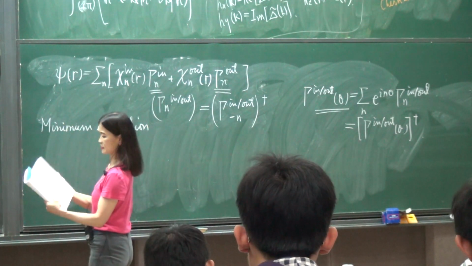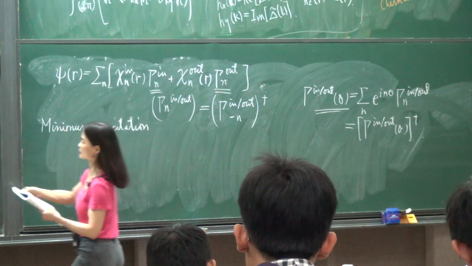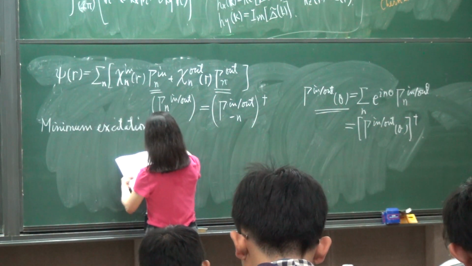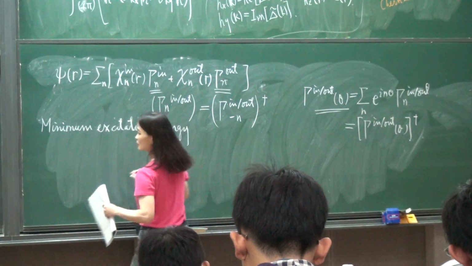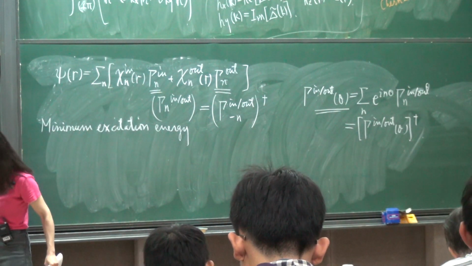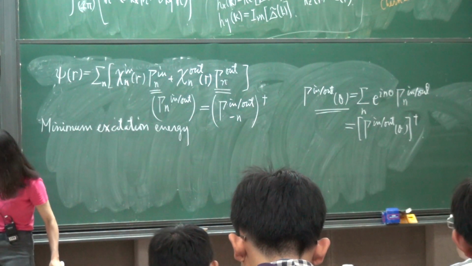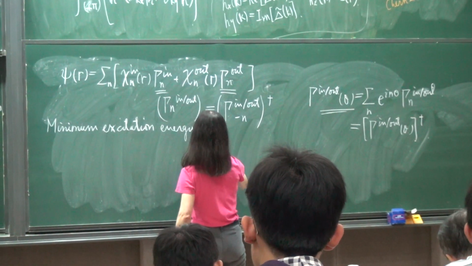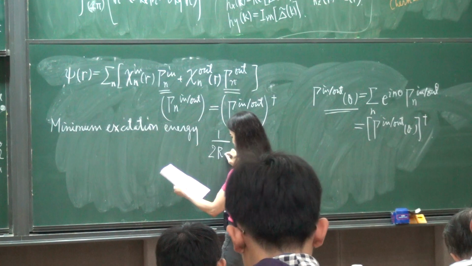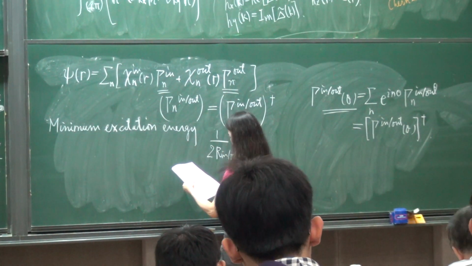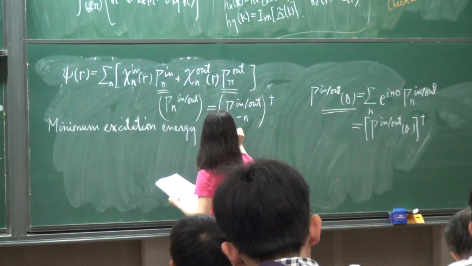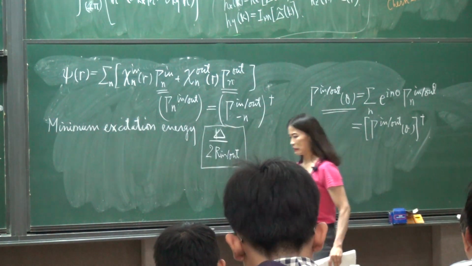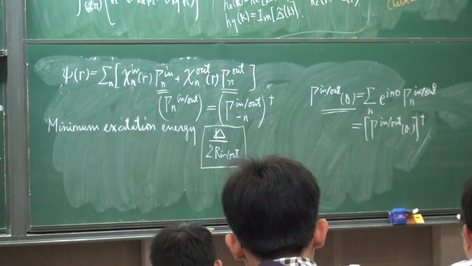These are chiral Majorana modes, but they have finite excitation energy. Minimum excitation energy, because n is an integer, so the minimum energy separation is 1/2 of that. So it's 1/2 of R in, out, superconducting gap. There's a minimum energy requirement. So you say, okay, so what should I do?